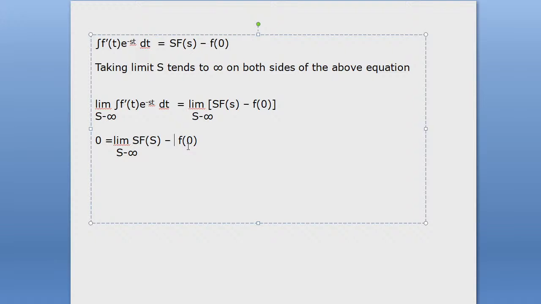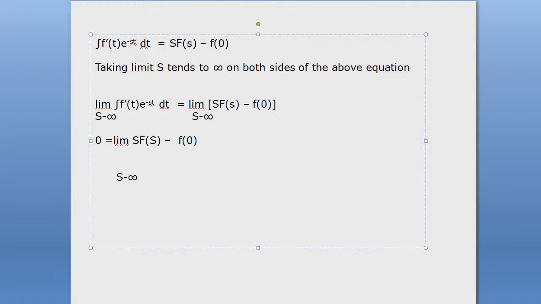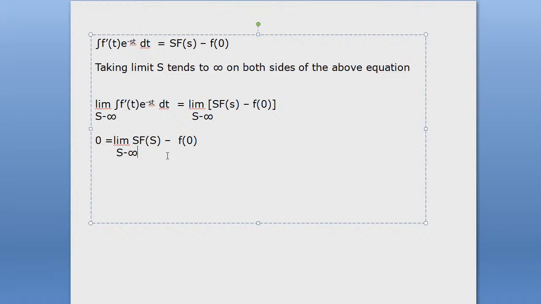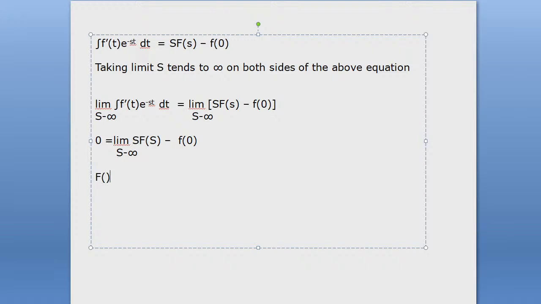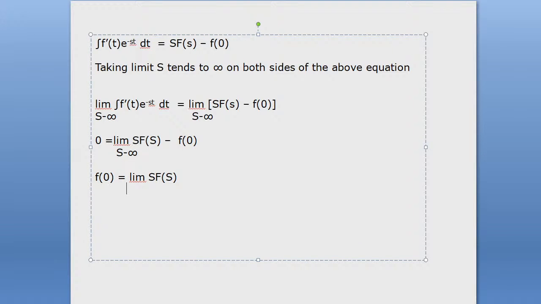the initial value, we can write this thing in a proper way. We can write f of 0, the initial value of the function, equal to limit s tends to infinity of capital S f of capital S. So everyone look at the solution part of this problem.